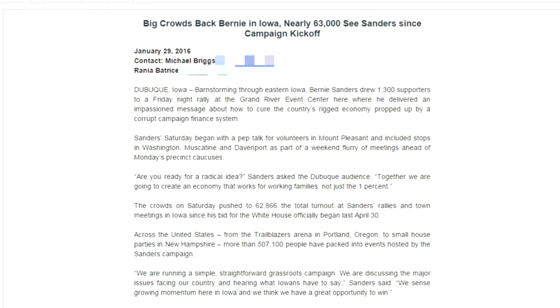This was pushed out on the 29th yesterday, late by Michael Briggs. And I just want to read some of these numbers. You skip down to about the third or fourth paragraph and you get to the awesome stuff here. It says, the crowds on Saturday pushed to 62,866, the total turnout at Sanders rallies in town meetings in Iowa since his bid for the White House officially began last April 30th. That's incredible. That's ridiculous. I've never heard that kind of a number stated in politics.